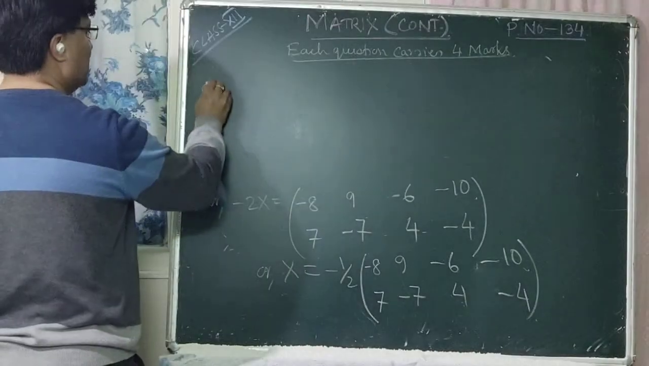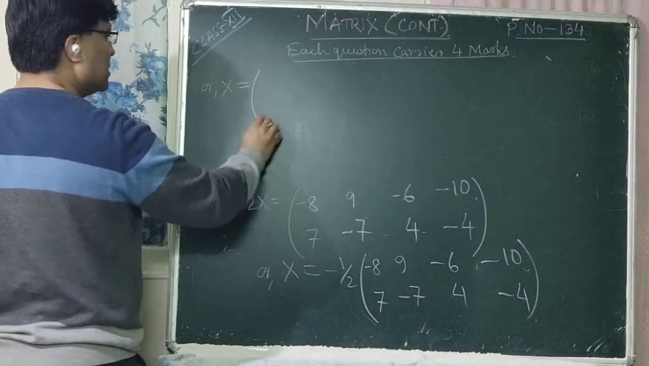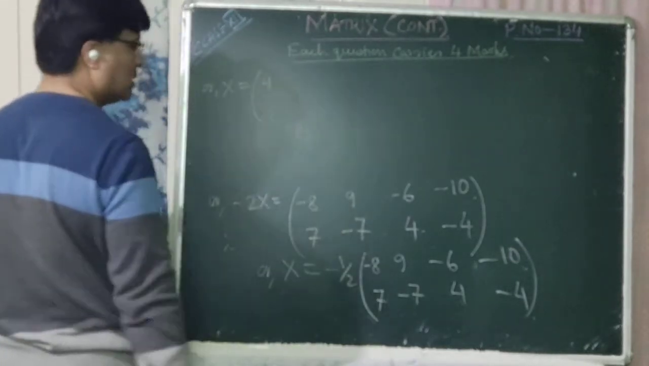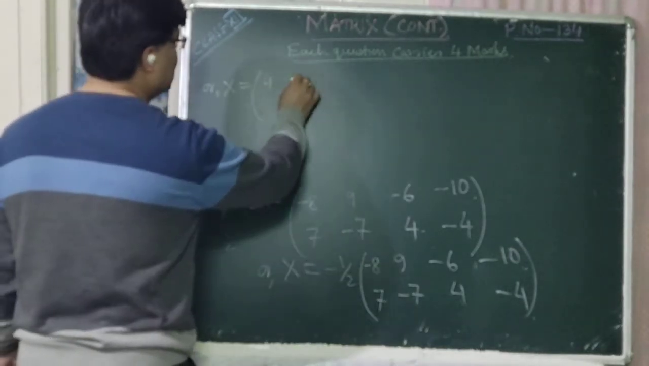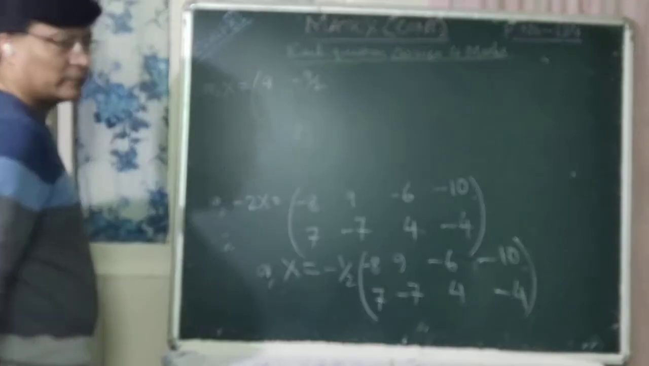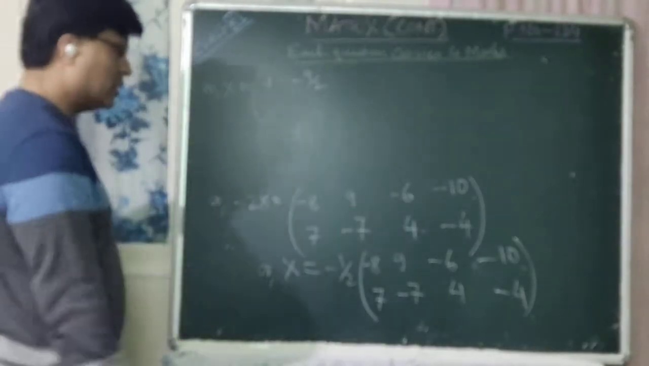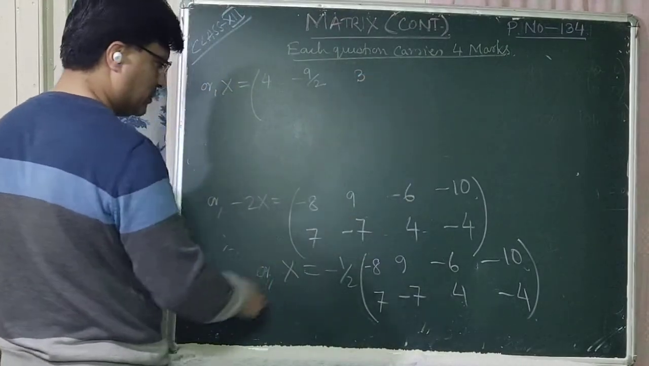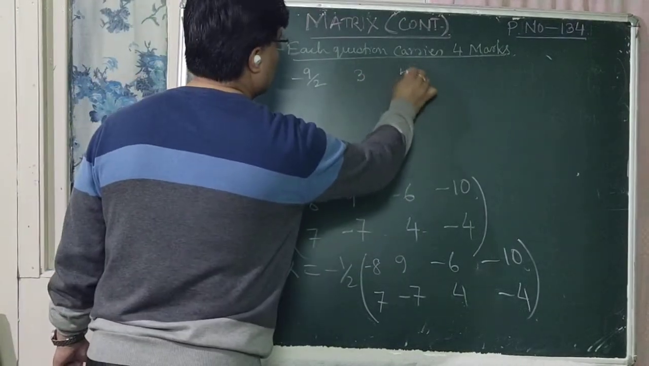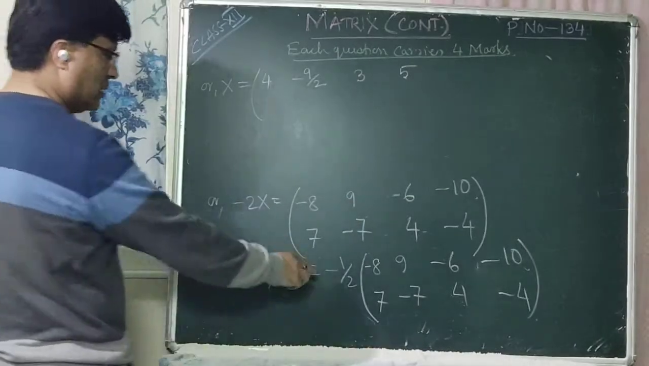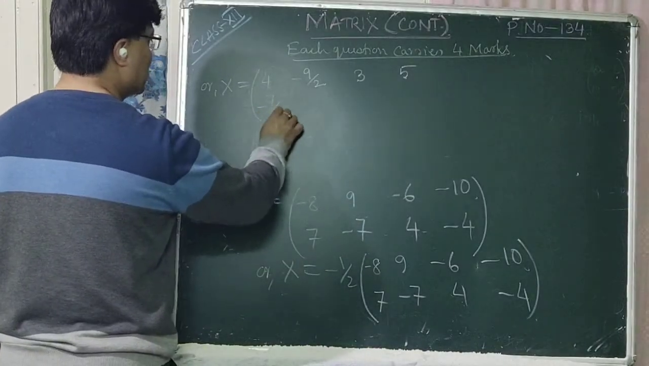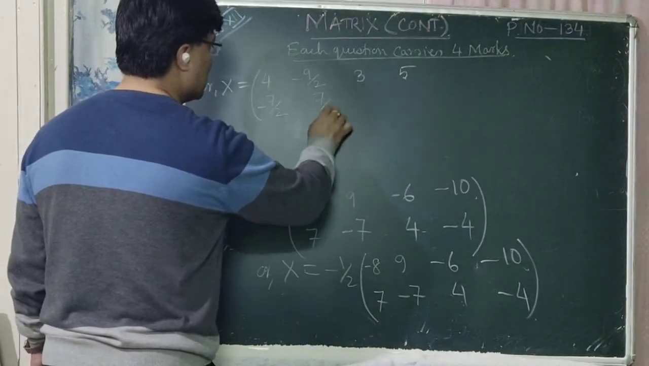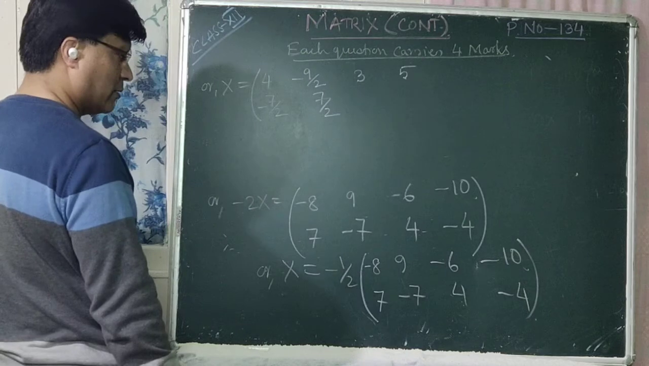So x is equal to, multiply by minus half there. Minus into minus plus, half into 8 is 4. Then minus 9 by 2. 9 is not divisible by 2, that's why write minus 9 by 2. Then plus 3, 2 3s are 6, minus 2 into minus is plus 5, 2 5s are 10. So it is also minus 7 by 2, 7 is not divisible by 2. This is minus 2 into minus is plus 7 by 2, alright.